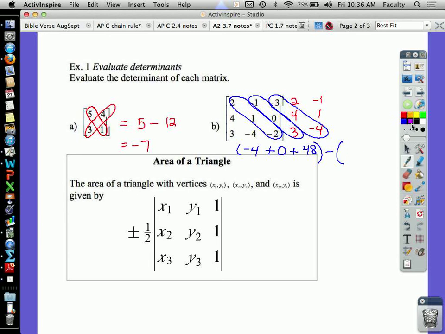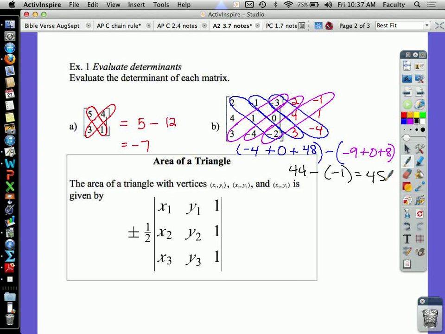Minus, now I'm going to switch colors, and you're going to do the 3 up diagonals. So 3 times 1 times negative 3 is negative 9 plus, notice I did insert a parenthesis here. And then I have 0, yay, we like 0. And then negative 2 times 4 is negative 8 times negative 1 is positive 8. So this is 44 minus negative 1. So this determinant was positive. And remember, determinants can be positive, negative, or 0.